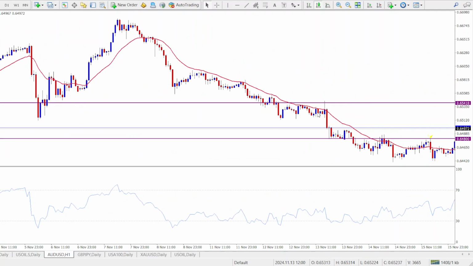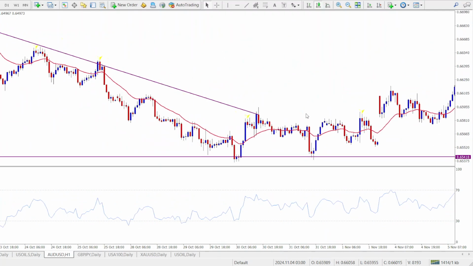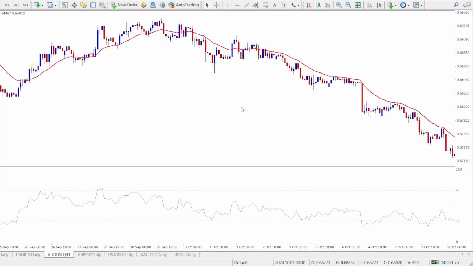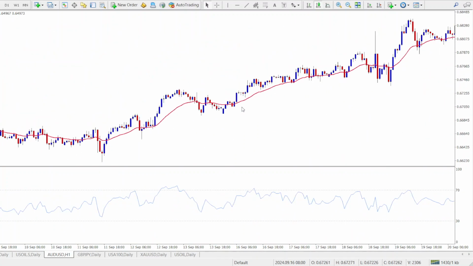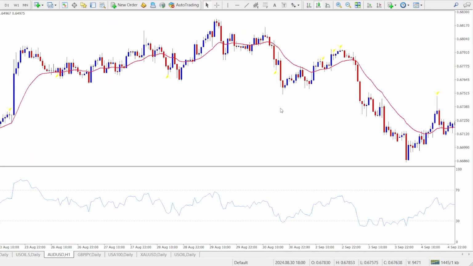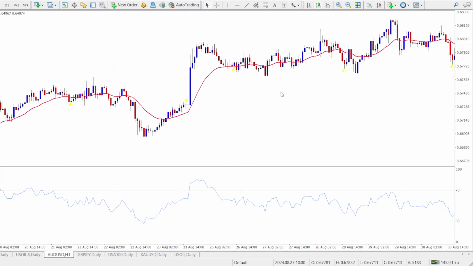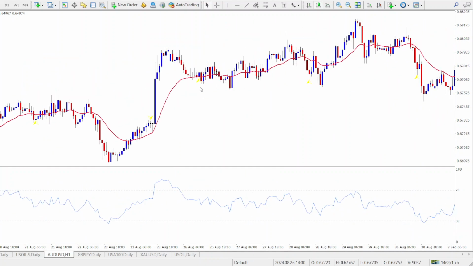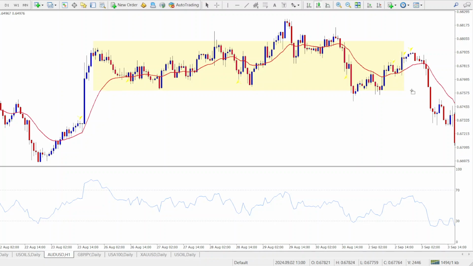Now let us see if we can find any other example in a trending market, because this indicator is best used in a trending market. I can see that we have a lot of sell signals, but the buy signals are quite few. This is a buy signal, but this is a consolidation zone again. And like I said, this indicator is not best for a consolidation zone because you're going to get false signals.